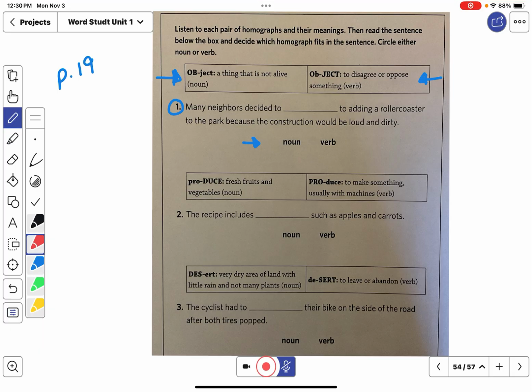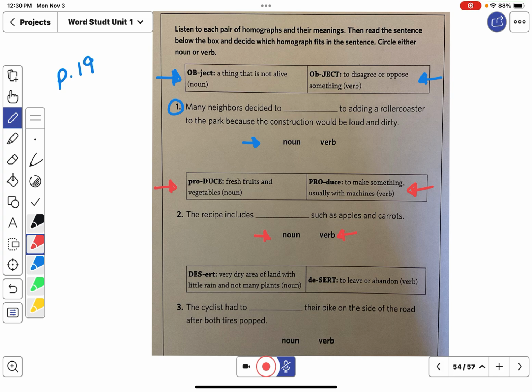The next word we're going to look at is produce or produce. Produce are nouns because they're fresh fruits and vegetables, or it could be a verb where you produce something, to make something, usually with machines. Here's the sentence. The recipe includes produce, such as apples and carrots. Or I could read it the other way. The recipe includes produce, such as apples and carrots. Is produce or produce? How did I use it in the sentence? Is it a noun or is it a verb? Circle one now.